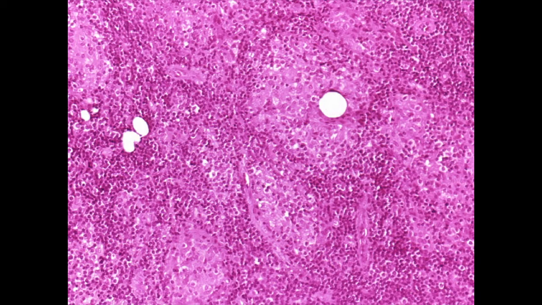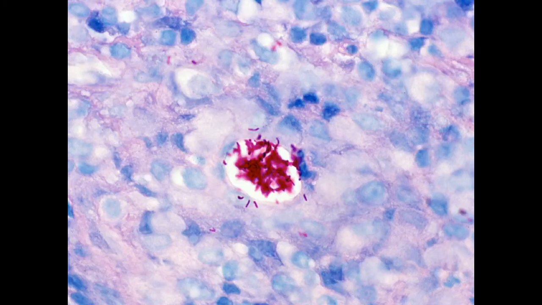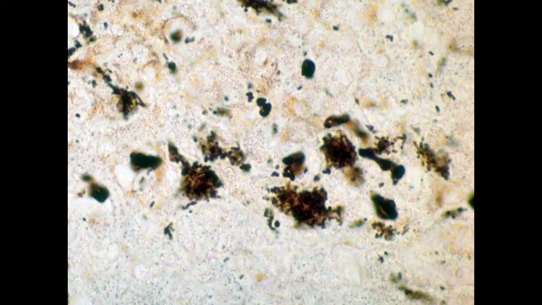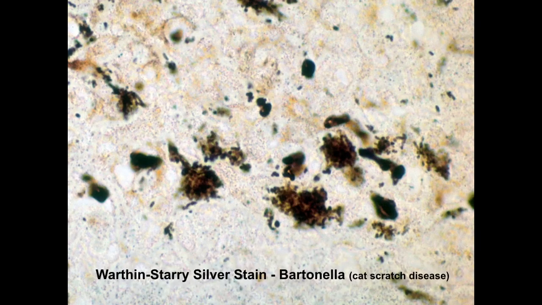Because the history was unusual and the surgeon was concerned, we ordered special stains. It turned out that the empty lipid vacuoles weren't empty. They were chock full of atypical mycobacteria. This Warthin-Starry silver stain shows clumps of Bartonella in a patient with cat scratch disease.